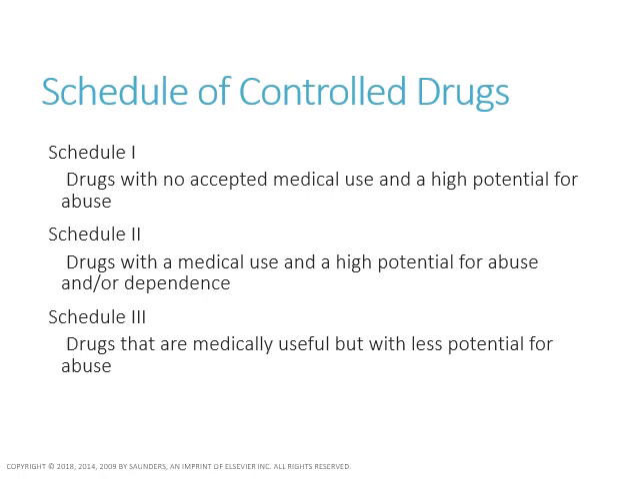Now we're going to talk about schedules. So we have schedules 1 through 5. Schedule 1 drugs are drugs with no accepted medical use and a high potential for abuse. Schedule 2s are drugs with medical use and a high potential for abuse and or dependence. Schedule 3 are drugs that are medically useful but with less potential for abuse.